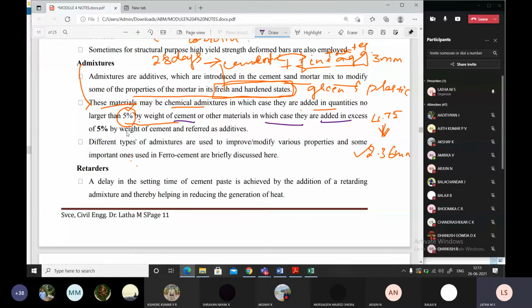Or other materials, in which case they are added in excess; in some other cases you can also exceed, but you should be very careful about the additives or admixtures you will be adding. Different types of admixtures are used to improve or modify the various properties. What are the properties it will modify, students? I'm talking about a mortar. Similarly, if I'm talking about concrete, if I'm adding an admixture, what properties will it modify?